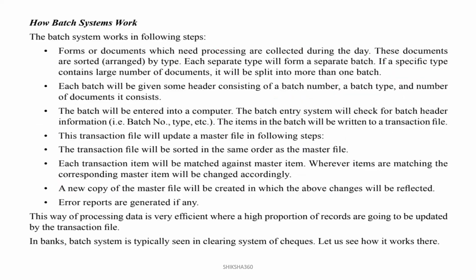Now let's move to the next point: how the batch system works. The batch system works in the following steps. First, forms or documents which need processing are collected during the day. These documents are sorted or arranged by type. Each separate type will form a separate batch. If a specific type contains a large number of documents, it will be split into more than one batch.